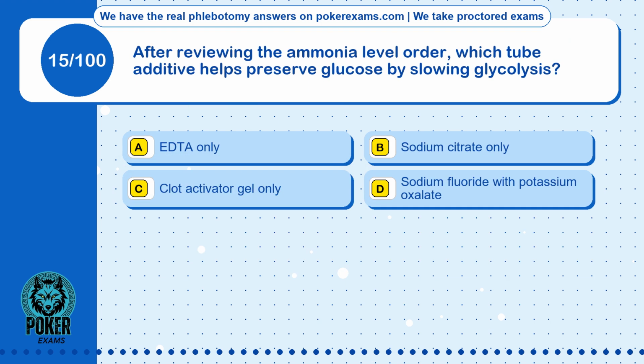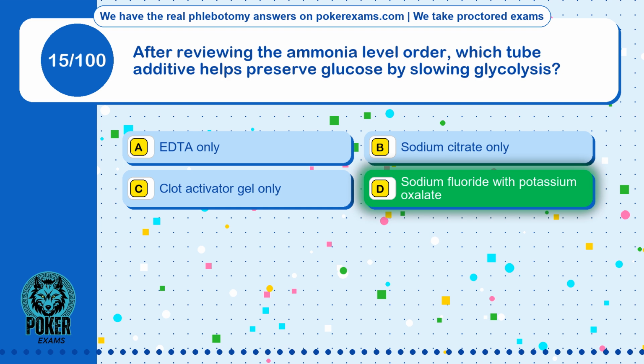Question 15. After reviewing the ammonia level order, which tube additive helps preserve glucose by slowing glycolysis? Option A, EDTA only. Option B, sodium citrate only. Option C, clot activator gel only. Option D, sodium fluoride with potassium oxalate.